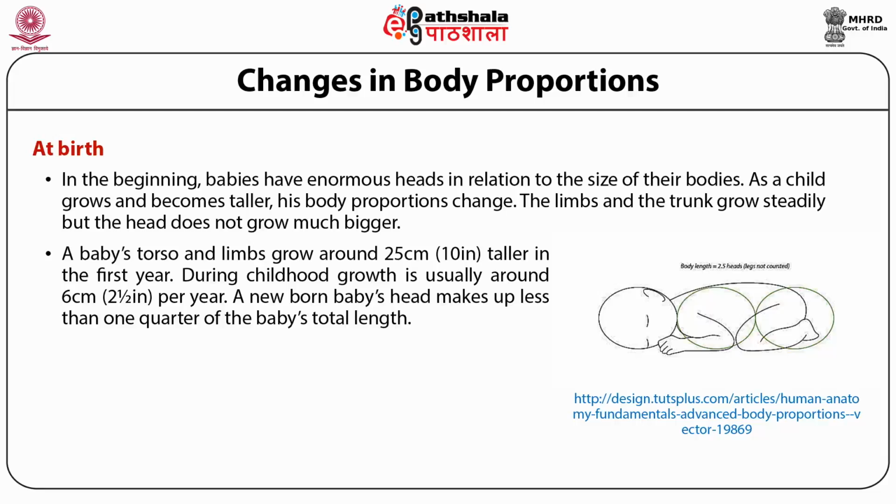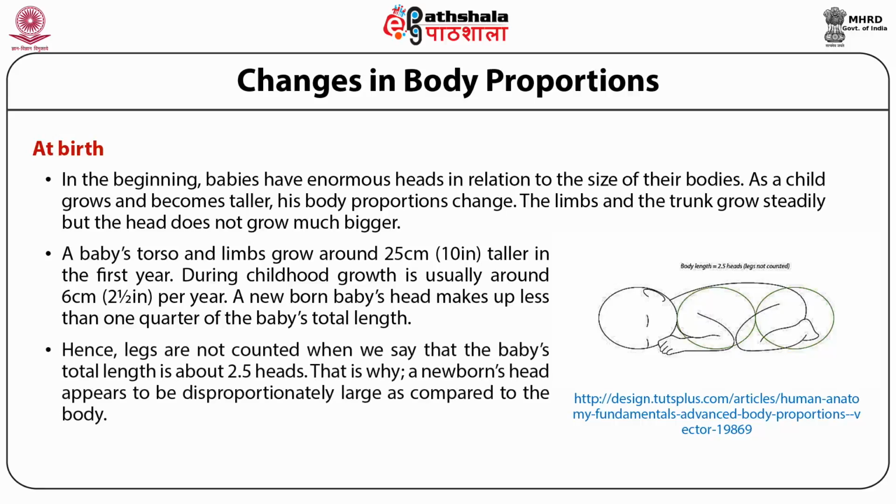A newborn baby's head makes up less than 1/4 of the baby's total length. In this stage, legs and arms are nearly the same length. Babies are still in the fetal position most of the time. Hence, legs are not counted when we say that the baby's total length is about 2.5 heads. That's why a newborn's head appears disproportionately large compared to the body.